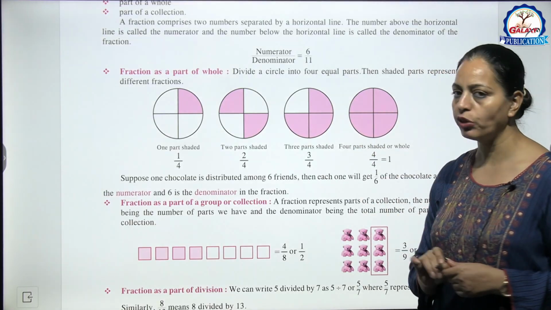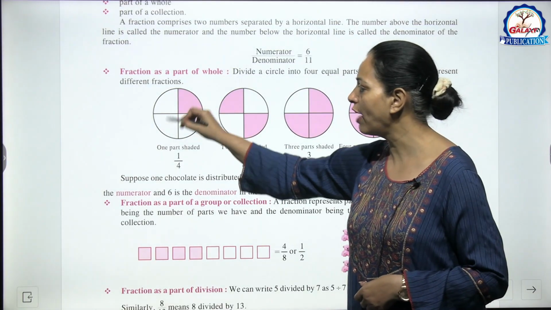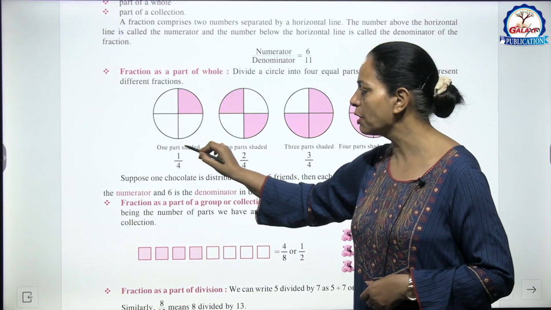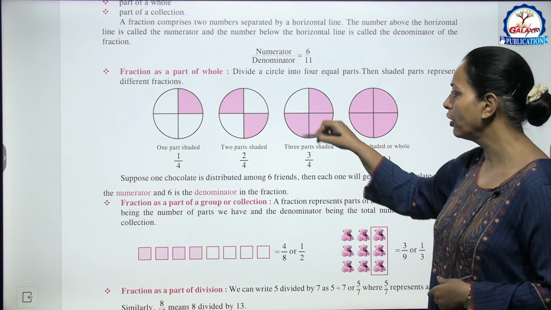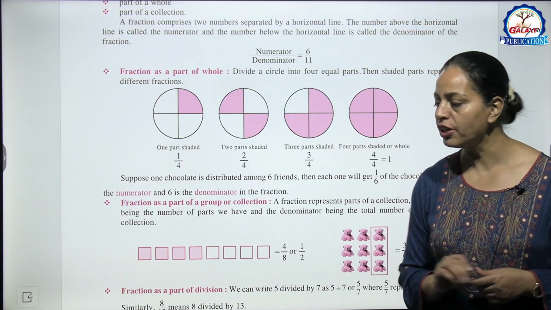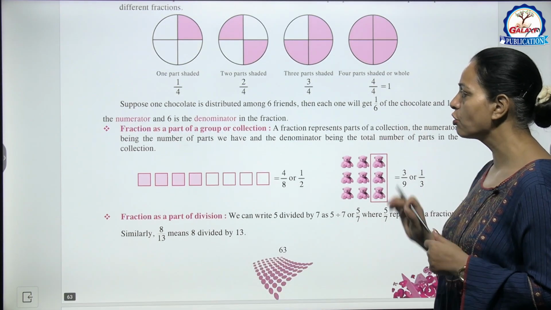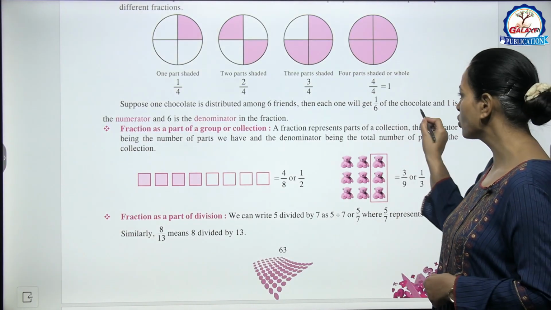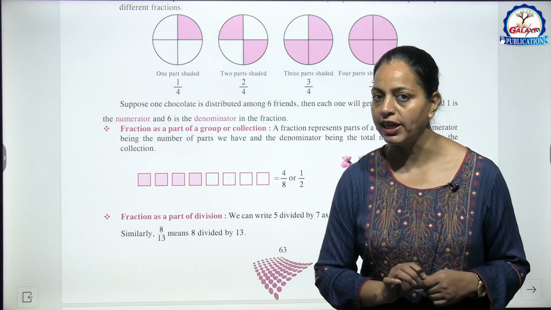Divide a circle into 4 equal parts, then shaded parts represent different fractions. See, we have taken one circle, we are taking 4 equal parts, one part shaded, so this represents 1 by 4. Here 2 parts shaded, so 2 by 4. Here 3 parts shaded, 3 by 4. Here 4 parts shaded, so 4 by 4, that is 1. Suppose one chocolate is distributed among 6 friends, then each one will get 1 by 6 of the chocolate, and 1 is the numerator and 6 is the denominator.